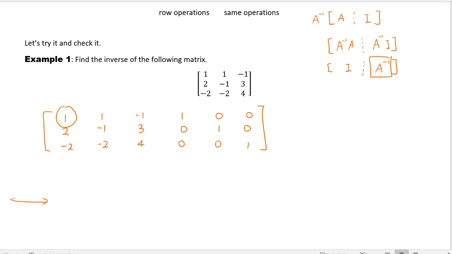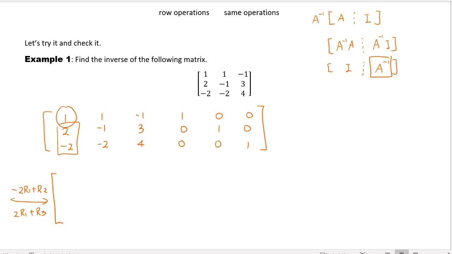So remember Gaussian elimination? We want to make this entry 1. It's already 1. Great. And then we want to use it to kill the entries below it. How do we kill this 2? We use minus 2R1 added to R2. How do we kill this negative 2? We use 2R1 added to row 3.